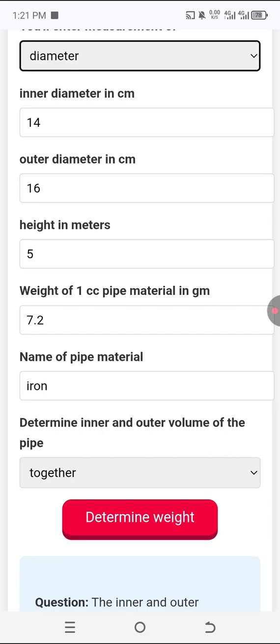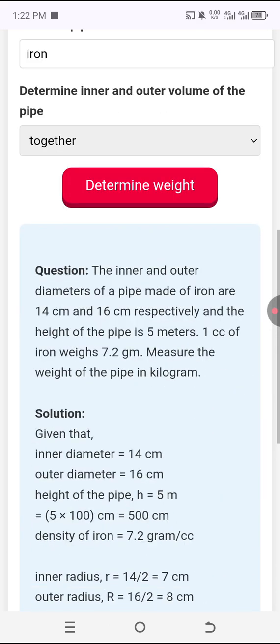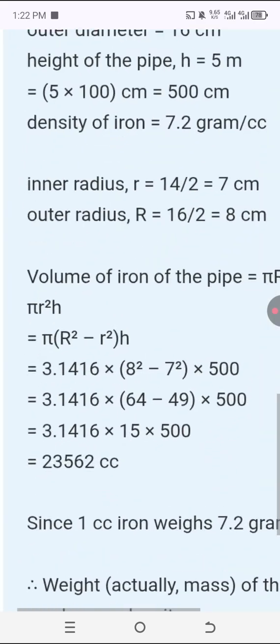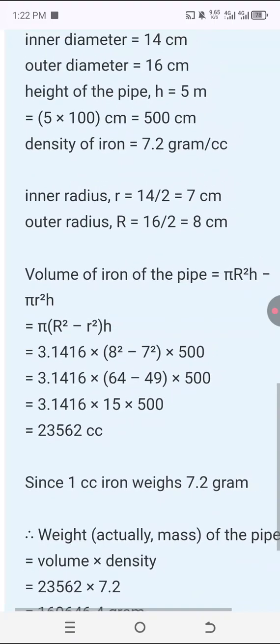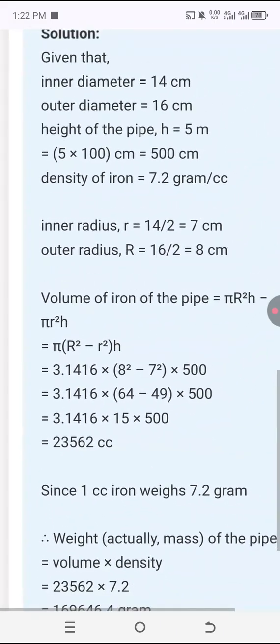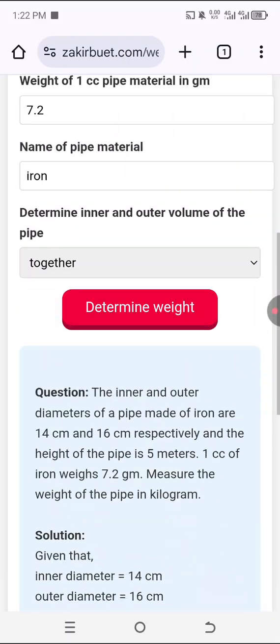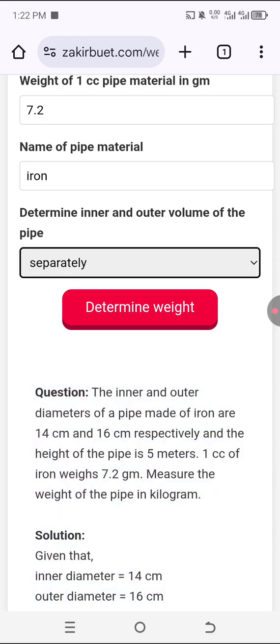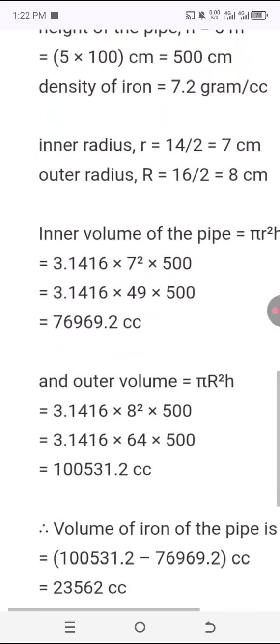Okay, so also you have the option to name the pipe material and determine the process of the solution, whether the inner and outer volume of the pipe have to be determined together like this: pi r square h minus pi small r square h. So the volumes are determined together, not separately, but you also have the option to determine them separately.